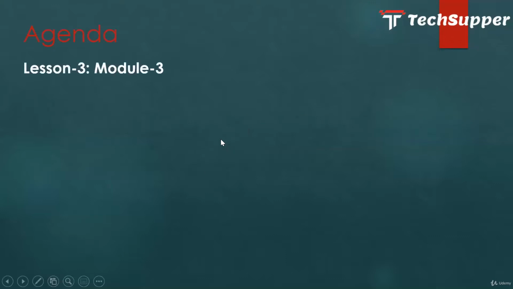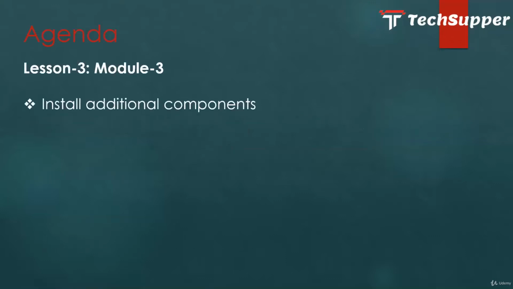So this video is part of lesson 3 and here we are going to look at how to install additional components in Visual Builder Cloud Service. For example, you have seen that there are different UI components using which we can create our web application, like the input text, the table, the header, the email component and a lot more.